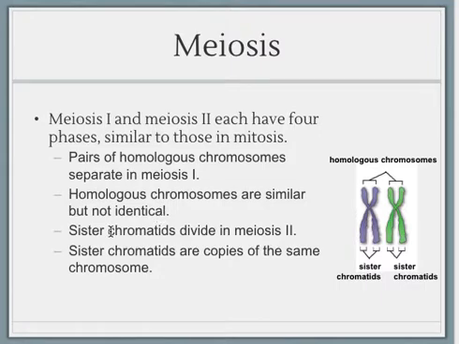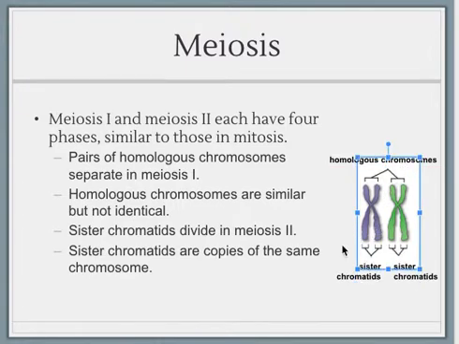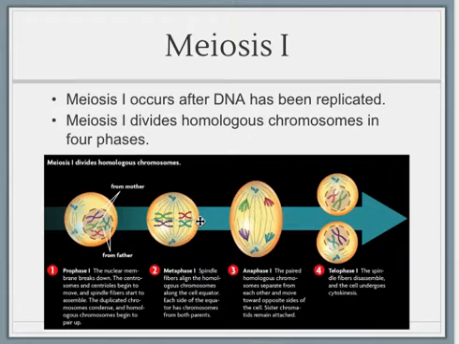Okay, and then there's going to be another round where the sister chromatids are going to divide. So in other words, we're going to split these 2 apart from each other because we got to get down to that haploid number. And sister chromatids are copies of the same chromosome. This is a chromatid, and this is another chromatid over here, and these are actually copies of each other.